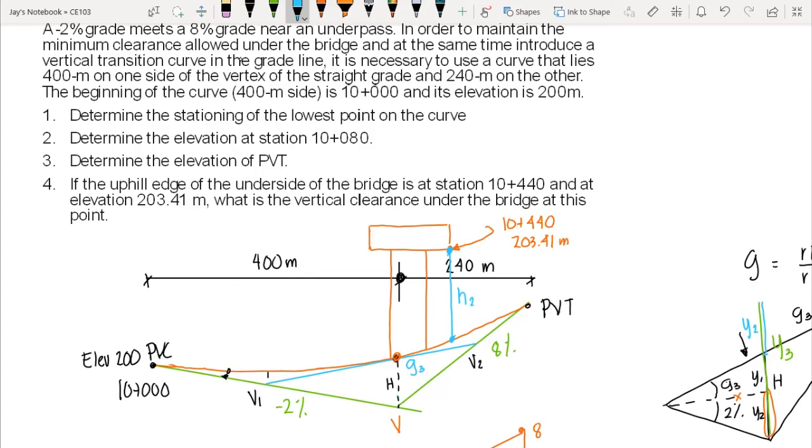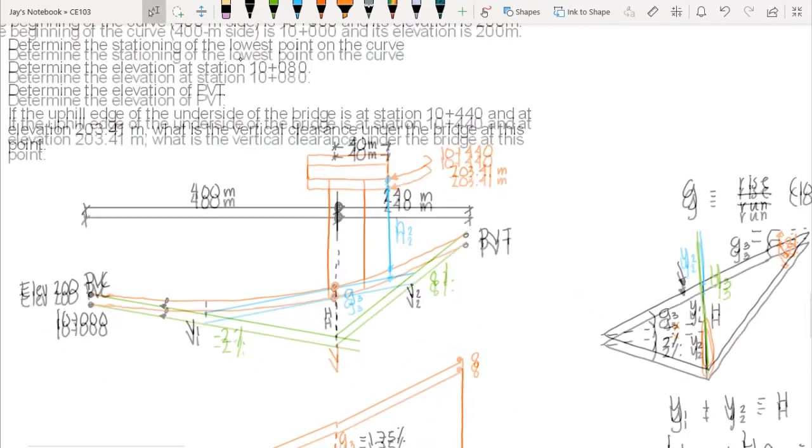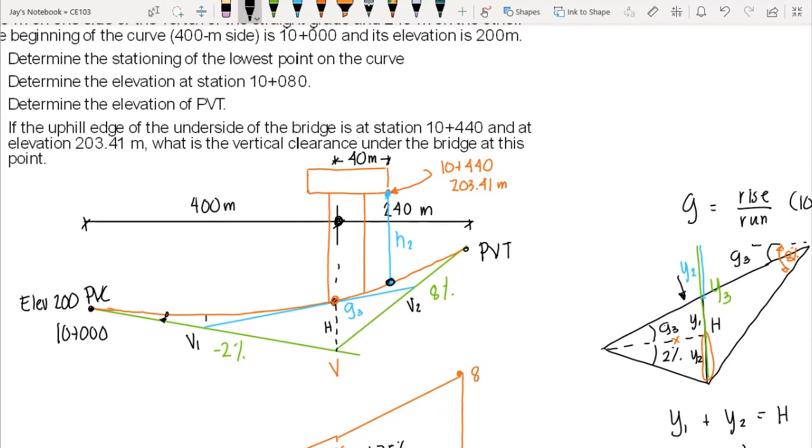Again, the station is 10 plus 440. Therefore, from V to that edge is 40 meters. So we have the length here, which is 40 meters, from the vertex to the uphill edge. So the first thing we do here is compute the elevation at this point, then we subtract the elevation of the uphill edge, then we would compute the clearance of the road or the underpass.